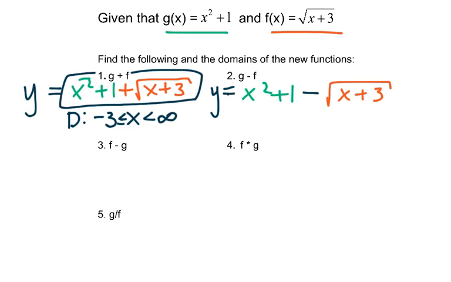The only thing that's going to happen is because of this negative, it's probably going to end up shifting, but it could also flip, so we'll double check. But my guess is that the domain, since no new restrictions are being introduced here, is going to be the same domain. So you would just type that into your calculator. Remember, you're going to y equals, x squared plus 1 minus the square root of x plus 3.